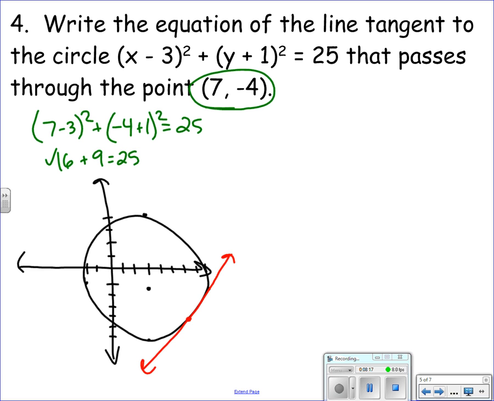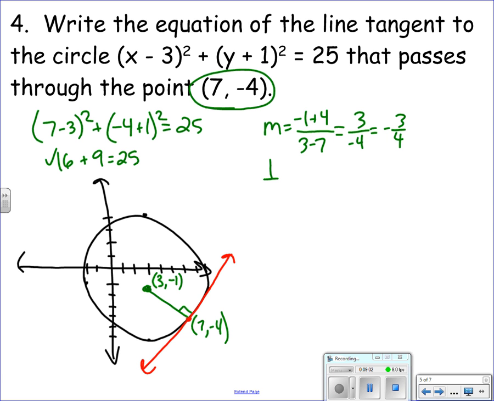Now, let's think about this. What do we know about radii and tangents? Radii are perpendicular at the point of tangency. So if I find the slope of this green line from (3, -1) to the point (7, -4), I'm going to have the slope. So I'm going to find that slope first. I'm going to do -1 plus a -4, and I start with -1, so I have to do 3 minus 7. So I have a 3 on the top, a -4 on the bottom.